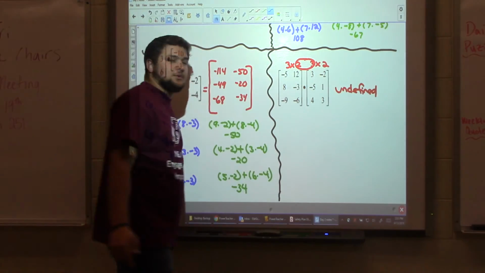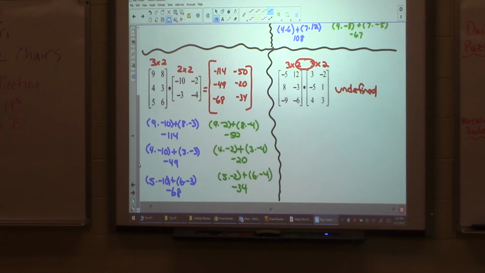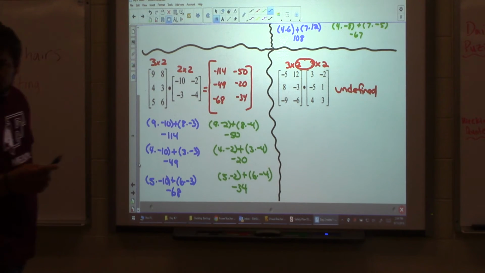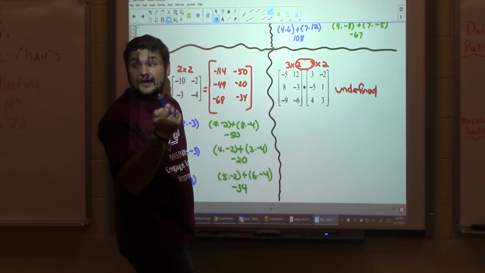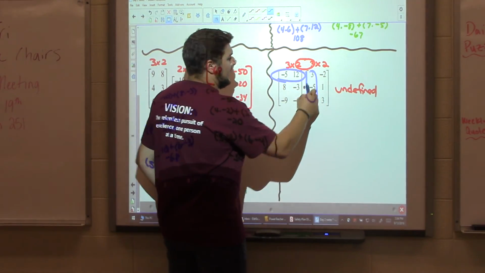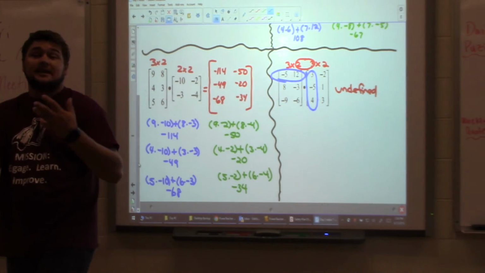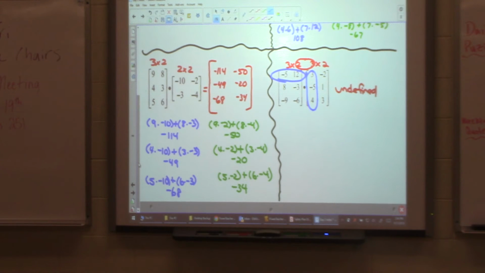The second one, a 3x2 times a 3x2. My numbers in the middle do not match up, so I know I can't multiply it. I call it undefined because of that. But why can't I multiply them? Because they're different. Well, they're different, I know, but why does that matter? The row and the column don't match up, right? If I take a row and a column, I have 2 numbers in my row and 3 in my column. They won't match up. That's why we can't do it. Does that make sense? Good. Any questions on that?